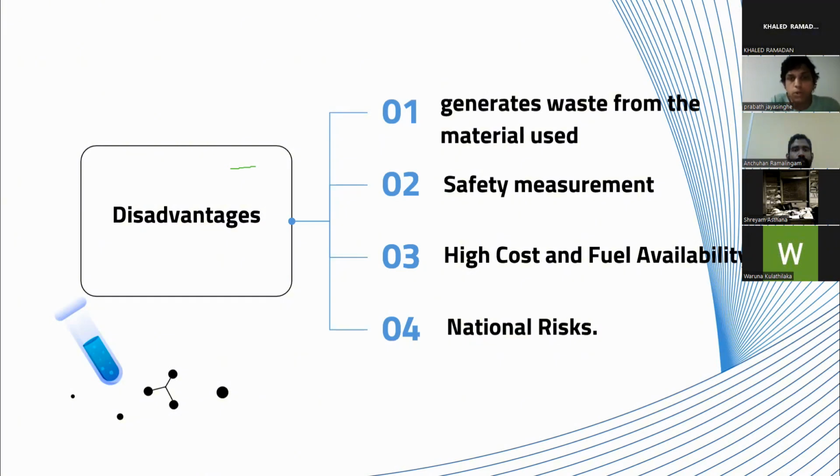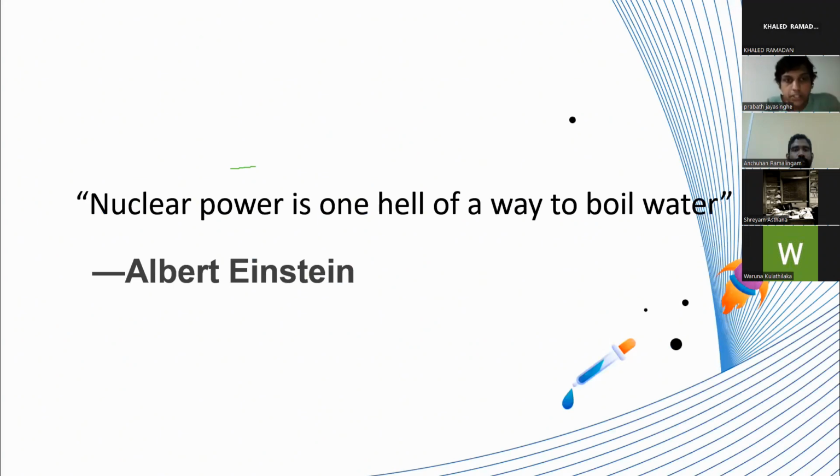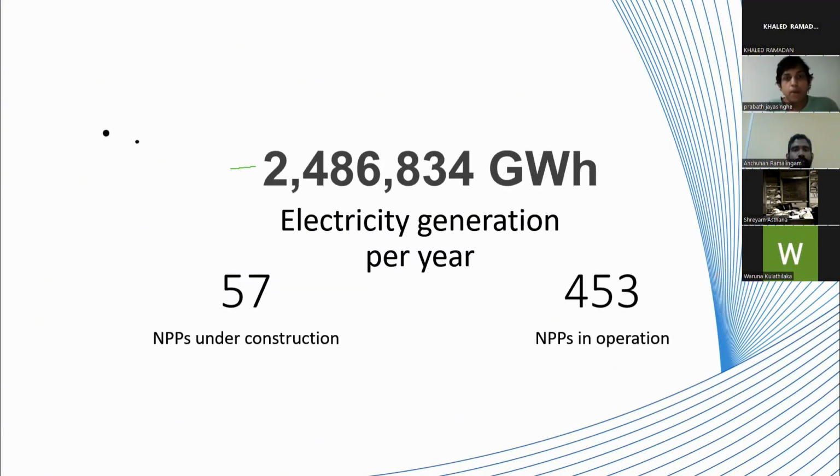Okay, so let's go to the final part of our presentation. Albert Einstein once said that nuclear power is one hell of a way to boil water. I can explain using the next slide, because by boiling water using a nuclear power plant, we are creating this much amount of energy, as you can see on this slide. Currently, there are 453 nuclear power plants in operation, and around 50 under construction. We hope there will be more and more nuclear power plants in this world, so we will be able to get through this energy crisis.